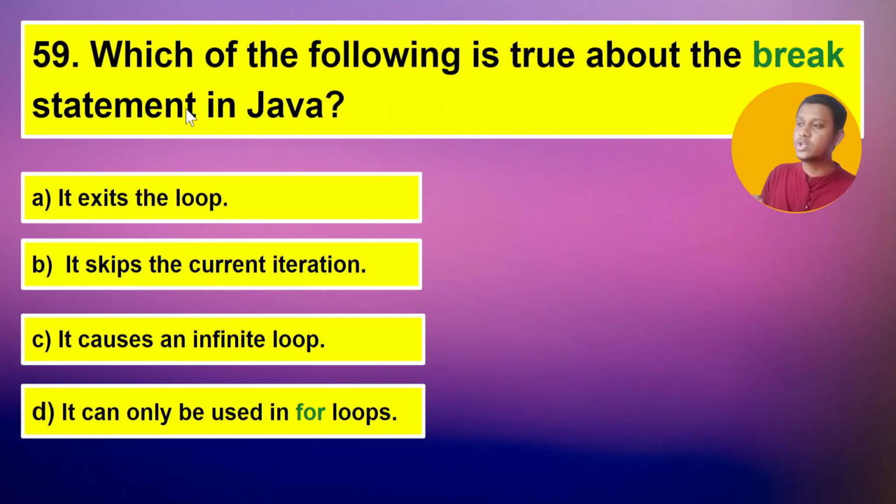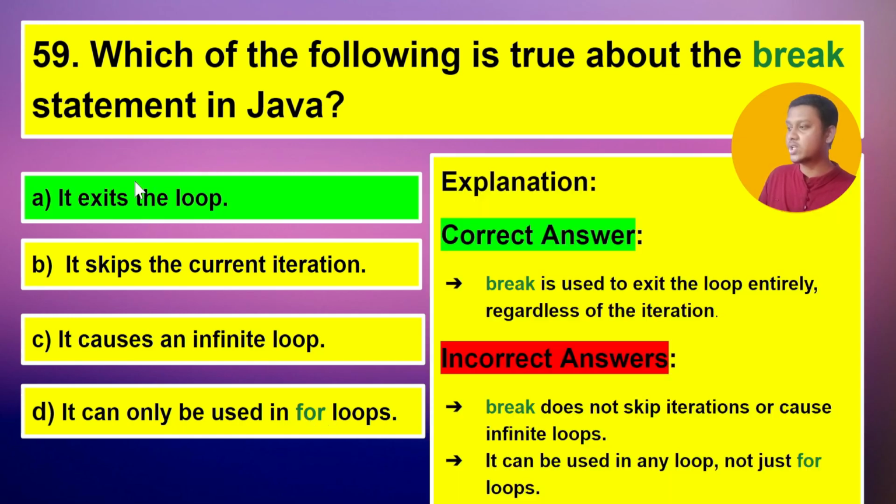Our next question is, which of the following is true about the break statement in Java? It exits the loop, it skips the current iteration, it causes an infinite loop, it can only be used inside a for loop. So its correct answer is option A, which is it exits the loop. You can see in the explanation that break is used to exit the loop entirely regardless of the iteration. Break does not skip iterations or cause infinite loops, and it can be used in any of the loops, not just for loops.